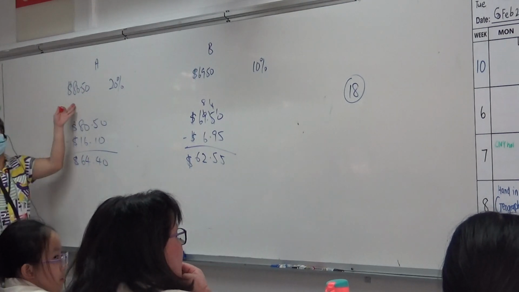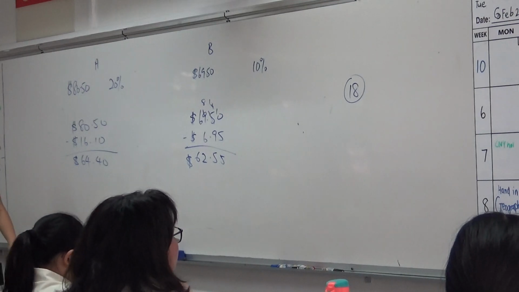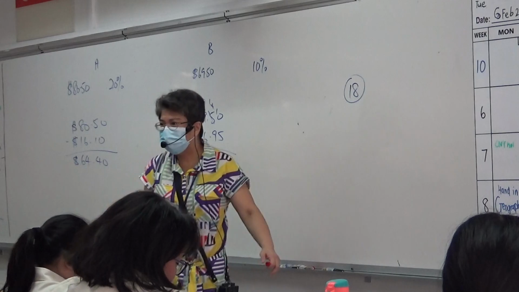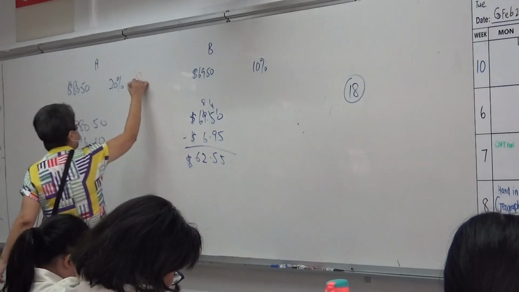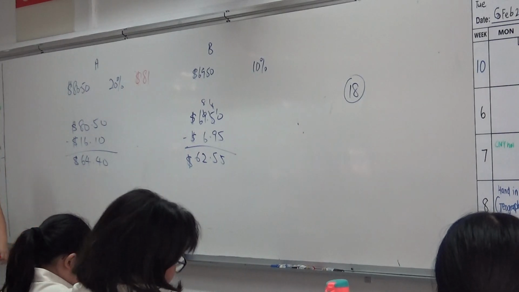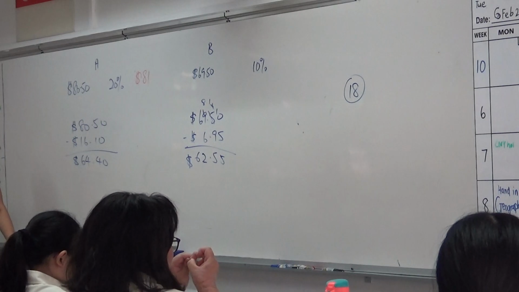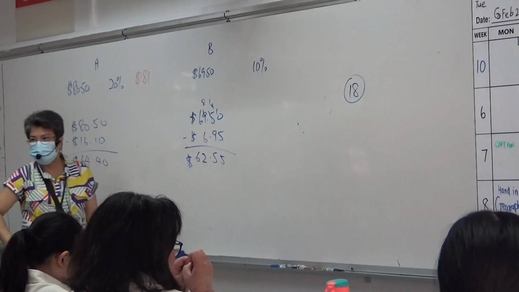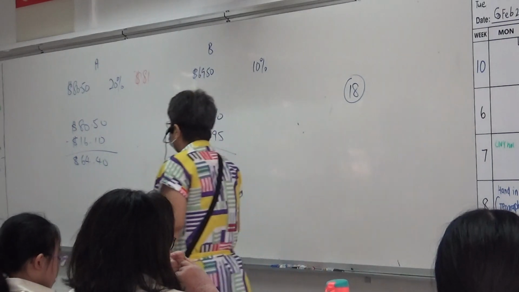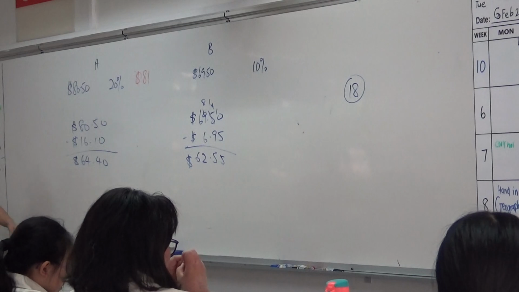Some people say, oh, this one okay lah, 81 lah. You count more better, right? Oh, 81. So 81. What is 10%? $8.10, right? So what's 20%? $16.20, right? What's 81 minus $16.20? 60? 64.